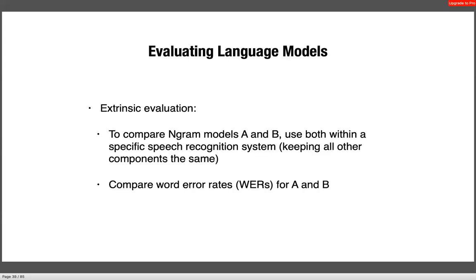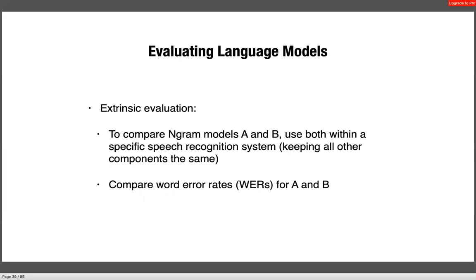Now, how do I evaluate a language model? I've built this language model which gives me the probability of predicting a particular word given a word history. How do I evaluate one language model against another? You can think of two forms of evaluation. There's an extrinsic evaluation, which is that you don't evaluate language models in a standalone manner, but you incorporate language models within a larger system, and then you use the evaluation metric of that system.